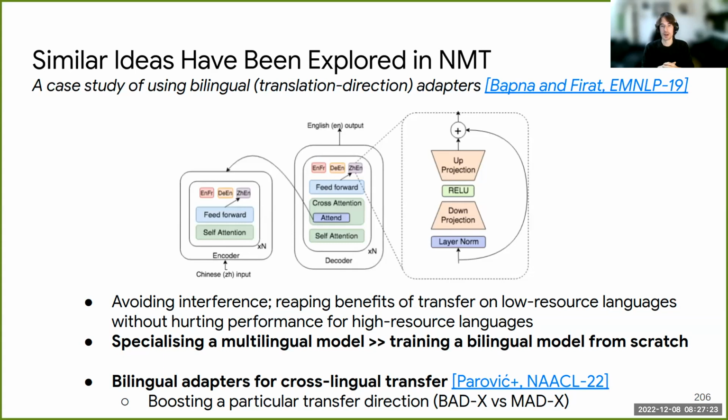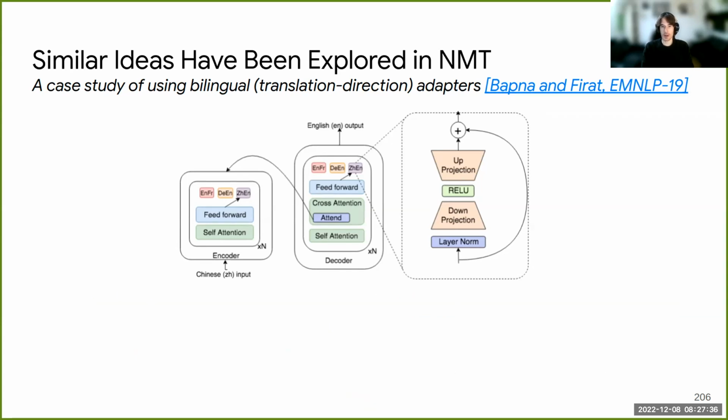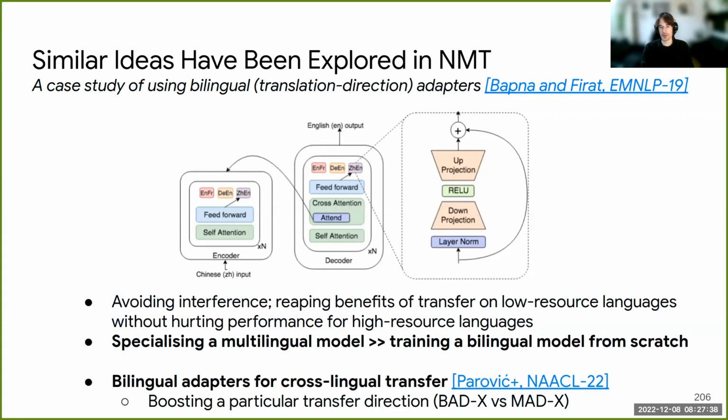So what they actually did was just using bilingual adapters for skewing the multilingual model towards a particular translation direction. The same idea was applied by Vulić et al. for cross-lingual transfer, where BAD-X is basically a version of MAD-X with bilingual adapters, where the idea is to boost transfer for a particular transfer direction.